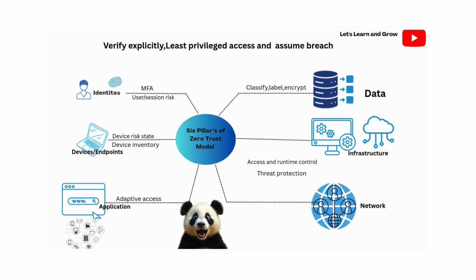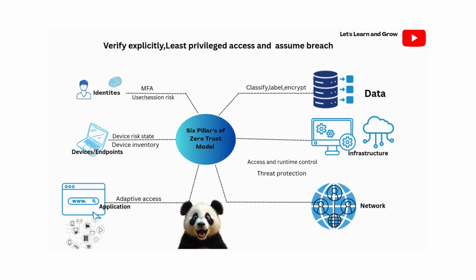In this slide, you will be able to see how it works. Identity is about MFA and user session. Data is about classifying, labeling, and encrypting. Device is about endpoints, device risk state, and device inventory. Application is about adaptive access. Infrastructure is about access and runtime control. And network is about threat protection.